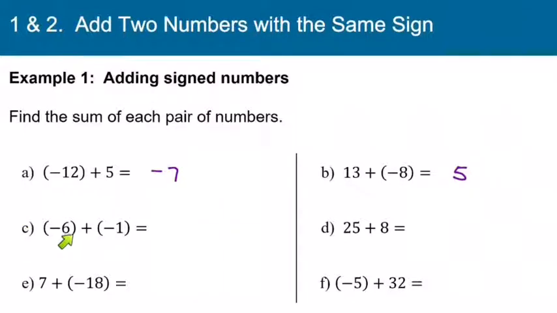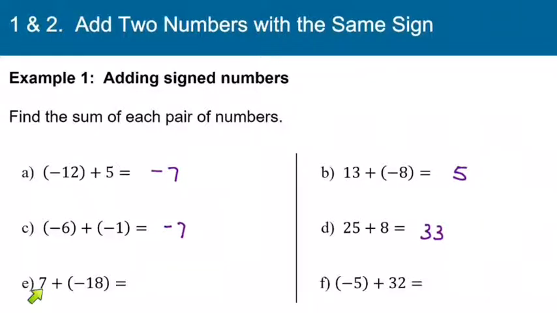On part C, we have negative 6 plus negative 1. Now these two numbers are the same sign, so we will add them together and keep their sign. 6 plus 1 is 7, and the sign is negative, so our answer is negative 7. On part D, we have 25 plus 8. Both of these numbers are positive, so we will add the numbers and keep the positive sign. 25 plus 8 is 33.